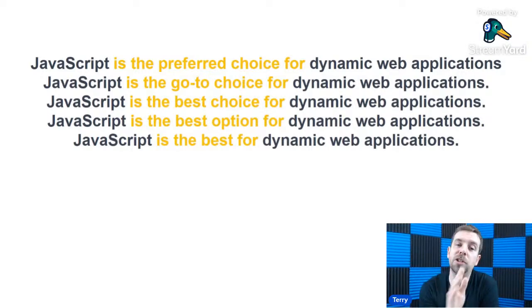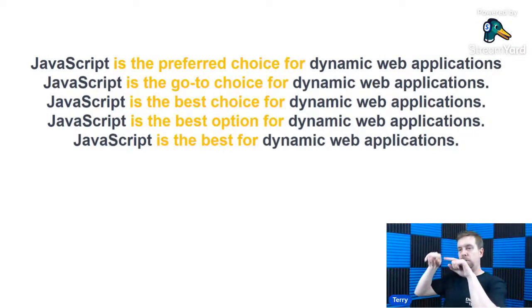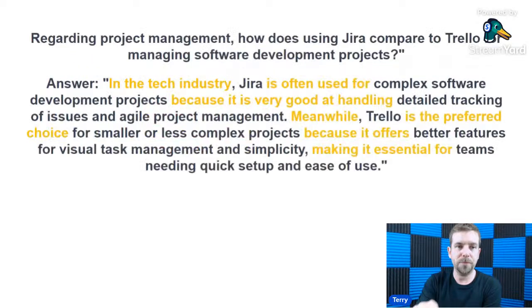Maybe the best one is go-to. JavaScript is the go-to. It's almost like you go to the thing you need. So JavaScript is the go-to choice for dynamic applications, is the best choice for dynamic web applications, is the best option for dynamic web applications, and is what JavaScript is the best for. Okay, so there are different options, different ways you express that idea.